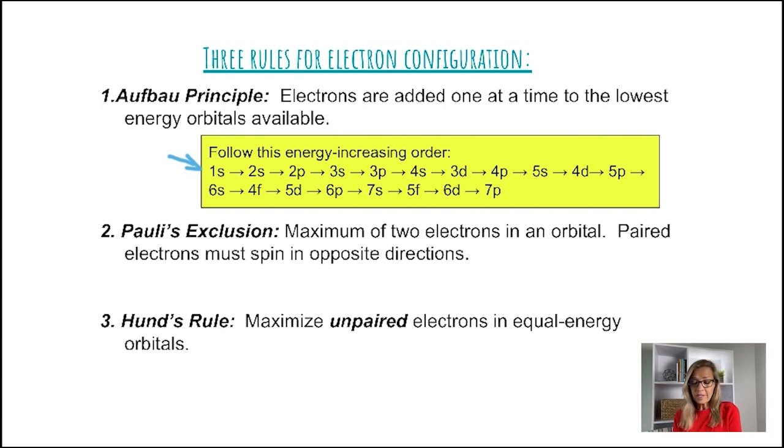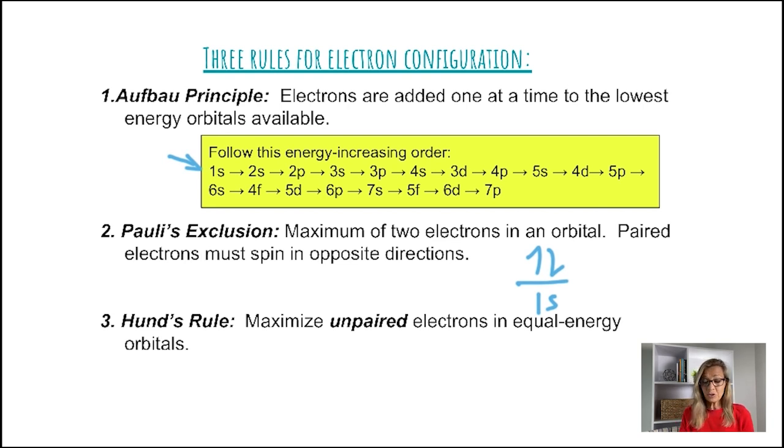Now, what in the world is an electron spin? Don't worry about it. Let's just say if we had in the 1s orbital, if I were to show 2 electrons, I would show an arrow up and an arrow down, meaning opposite spin. And that's how we note that. The next one is Hund's rule. We're going to maximize the number of unpaired electrons in equal energy orbitals. And what this means is, I'll show you that when we get to an example.